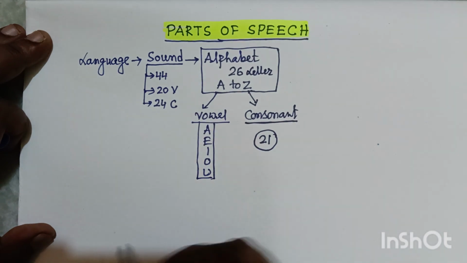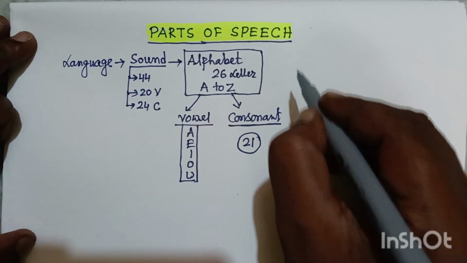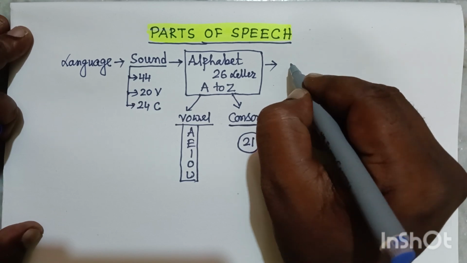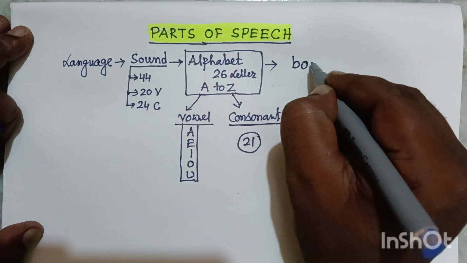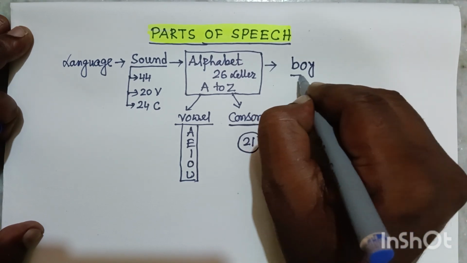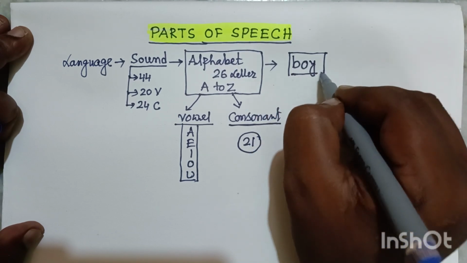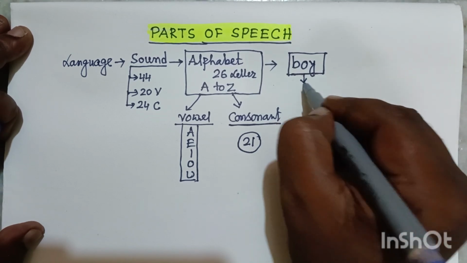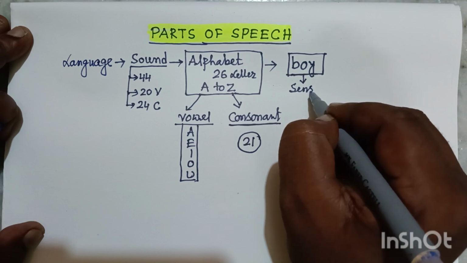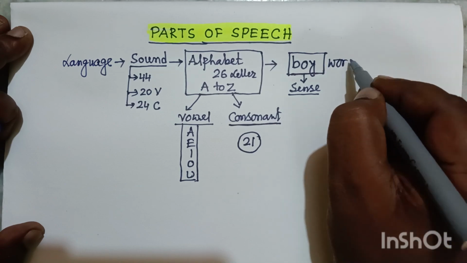After that, the grammarians created different types of words. They placed these letters together, just like this one. They have taken B, O, then Y. And these letters, if they convey a meaning, there must be a sense or meaning, it is called a word. This is actually a word.